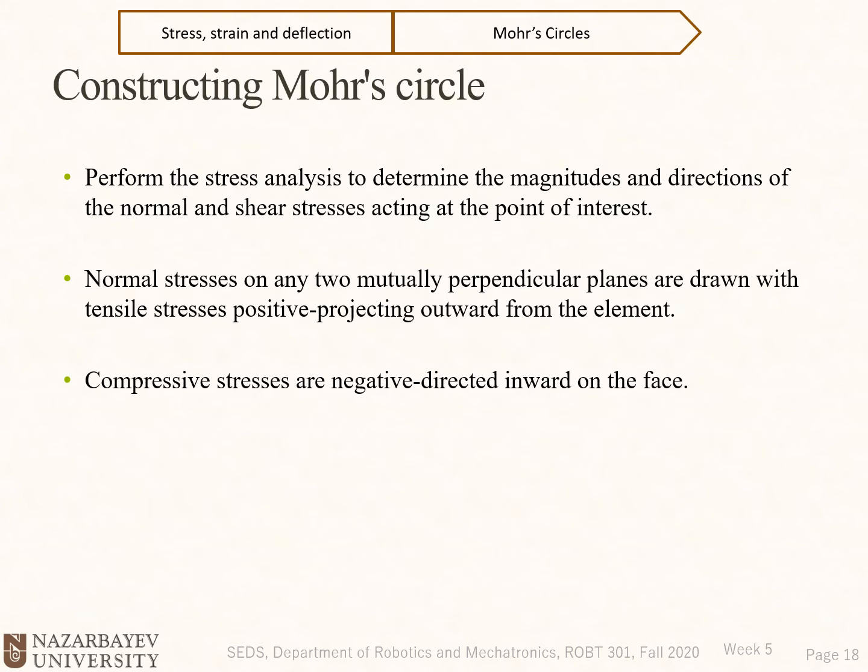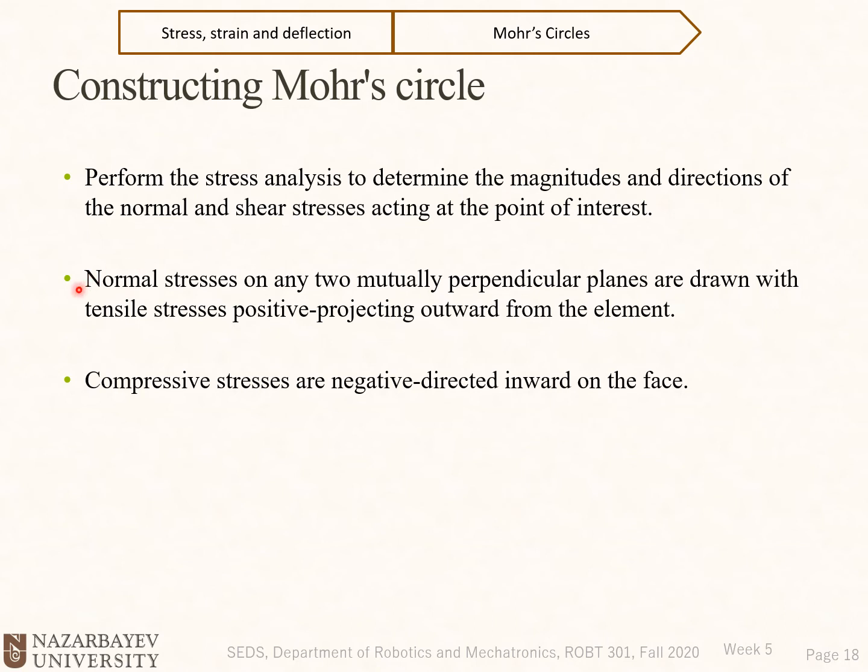Constructing Mohr circle. Perform the stress analysis to determine the magnitudes and directions of the normal and shear stresses acting at the point of interest. So first, we need to find stresses. We need to find applied stresses, either normal or shear stress. This is the first point, where we should calculate them at the point of interest.